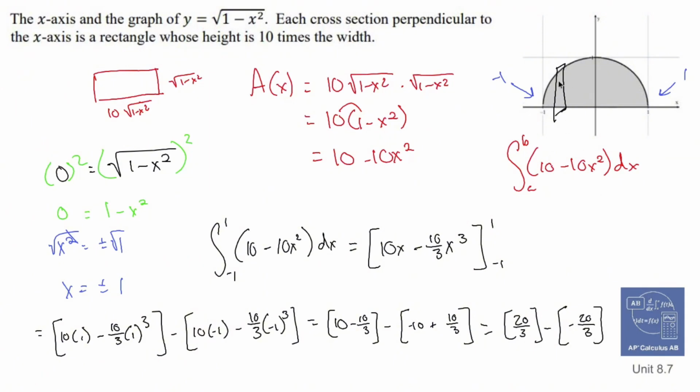And again, these are going to be the same because they're the same area underneath. So that's going to give me 40 thirds. So kind of a strange problem, but I liked it.